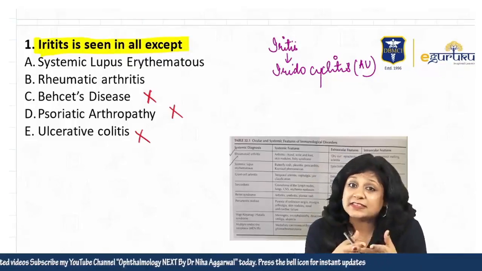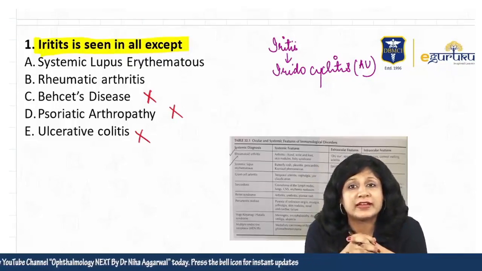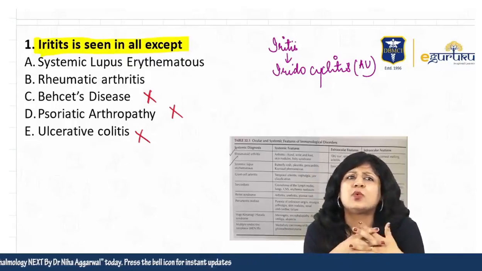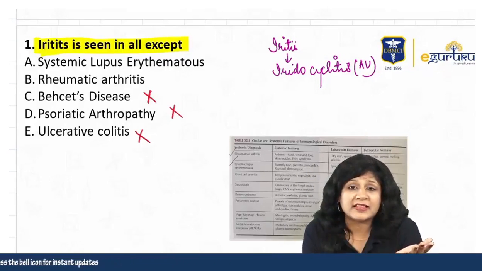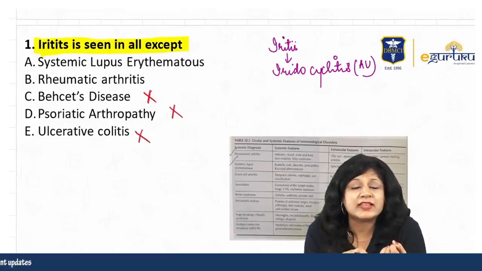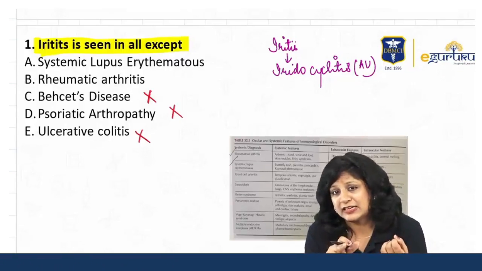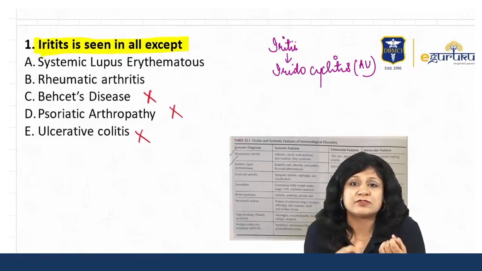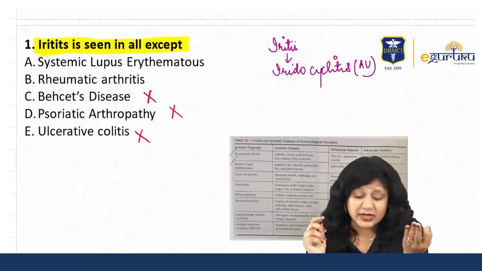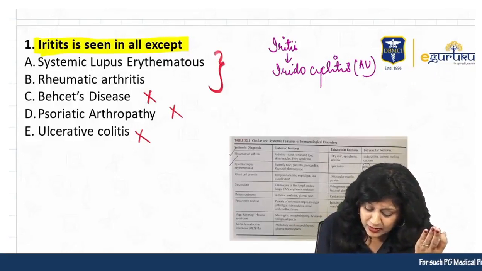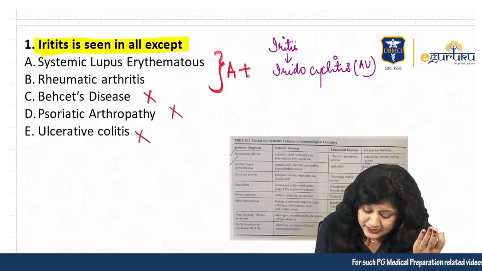As I always say, with the diagnosis of exclusion, you can get to the answer even without knowing the slightest idea of those options. If you go this way, you already know that iritis, as a part of iridocyclitis, is definitely present in ulcerative colitis, psoriatic arthritis and Behçet's disease. So if I have to give two answers, then obviously the answer will become A plus B.